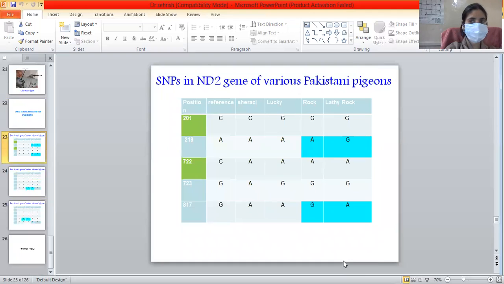So by using these markers, we can overcome the problems of the traditional approaches employed for identification, and we can also develop a kit on the basis of these SNPs, and that can be very beneficial for the fanciers and especially for the bird breeders.